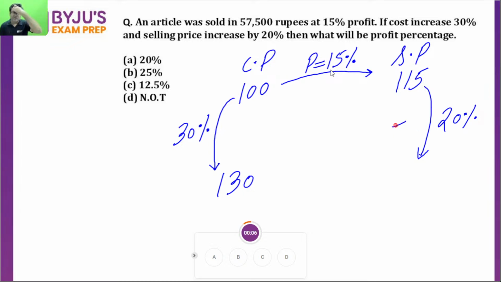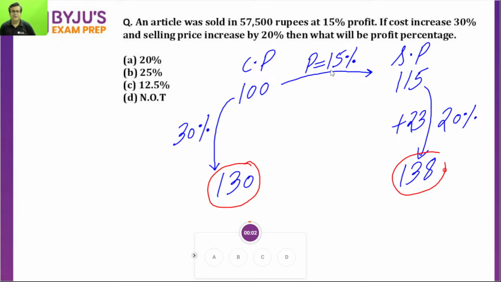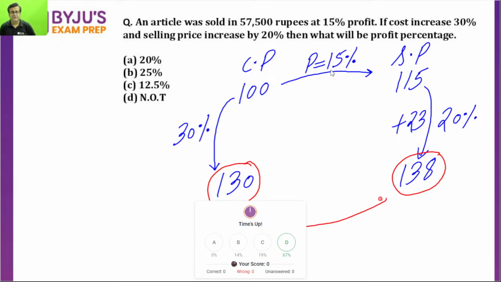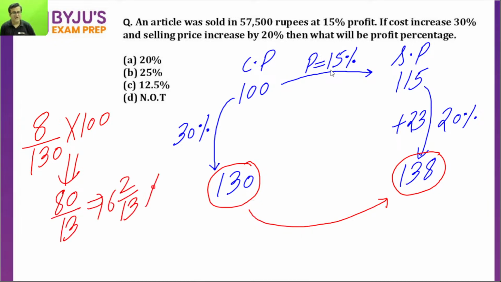You can easily find out. So selling will be 138 in this case. So 130 is the cost, 138 is the selling. So 8 is the profit, upon 130 cost, into 100. So 800 by 13, that is 6 2/13% is the overall profit.